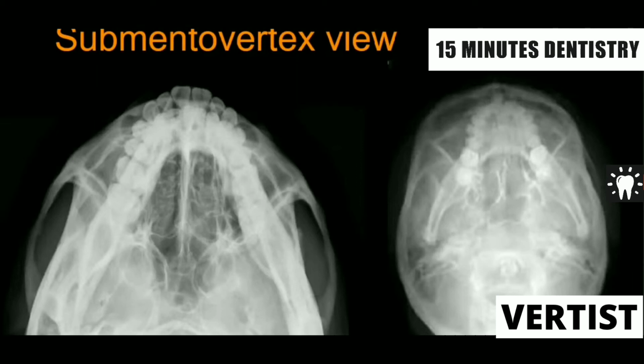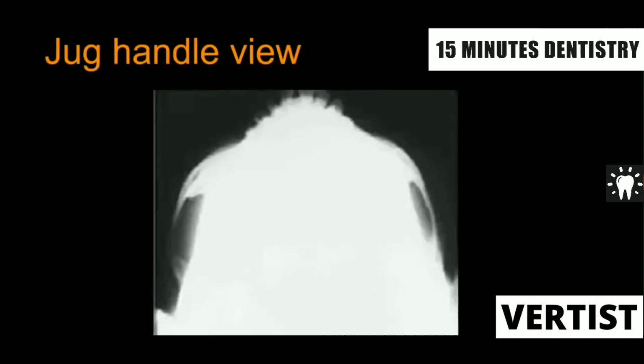Okay. So for us, we always use a modified submento vertex view. This is called the Jug Handle View, and the indication for this is a fracture of the zygomatic process or the zygomatic arches of the maxilla. You can see this is a fracture. Okay, so for bilateral zygomatic fractures, whenever there are zygomatic process fractures, we prefer this technique. This is called the Jug Handle View.